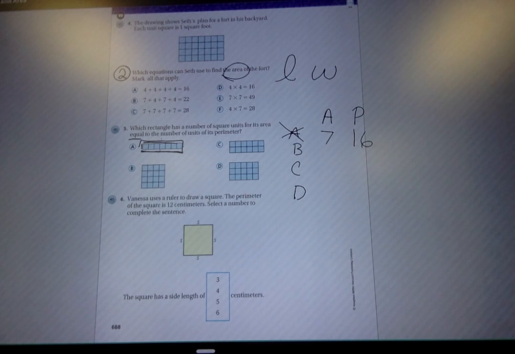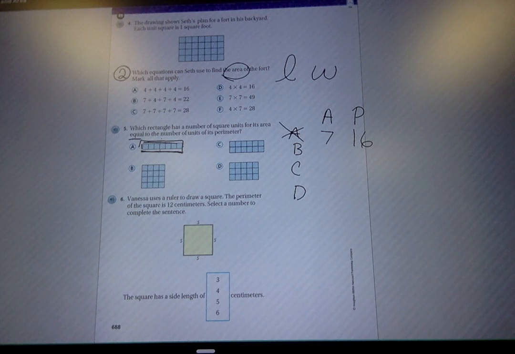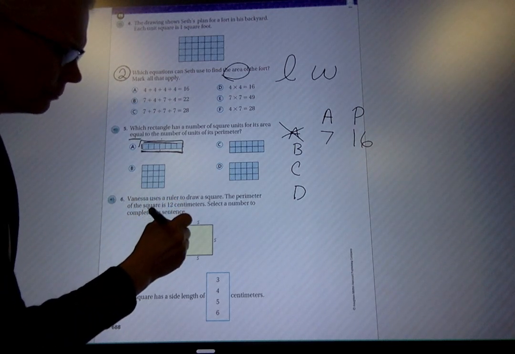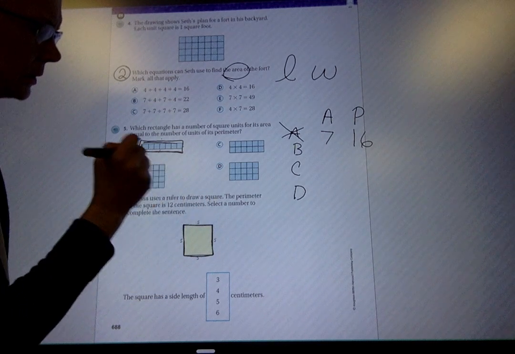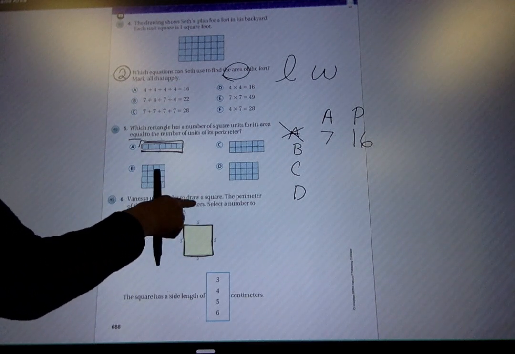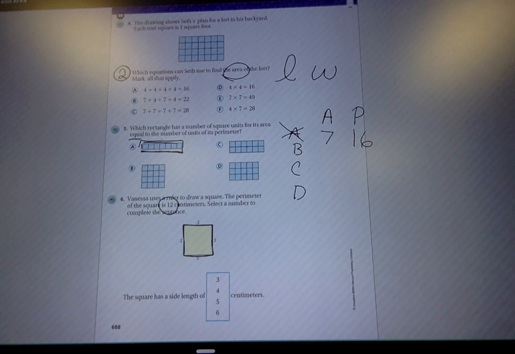Vanessa uses a ruler to draw a square. The perimeter of the square is 12 centimeters. Select a number to complete the sentence. What plus what plus what plus what. They're equal. Each side has the same measure, and there are 4 sides, 12 altogether. So how much could each side be?